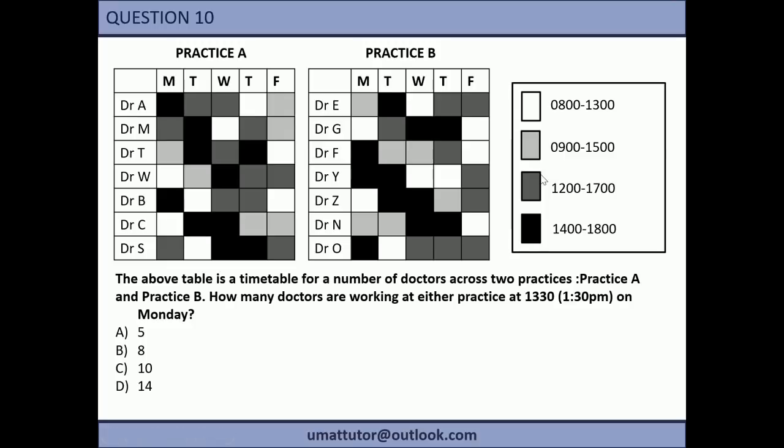So all we have to do is go down the Monday column for both practice A and practice B and count up the number of grey shadings we see, and that total will be the number of doctors working between the 2 practices at that time on that day. So practice A, we've got 1 here, 2 there, and 3 at the bottom. Practice B, we've got 4 and 5, so a total of 5, which means that the answer would just be A. So pretty straightforward, but again, a bit of a different style.